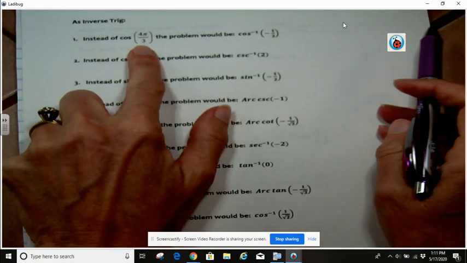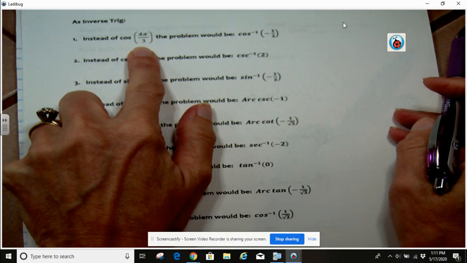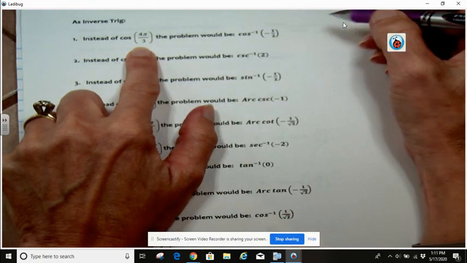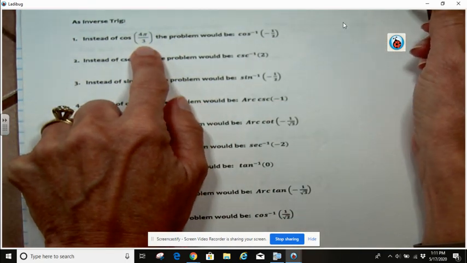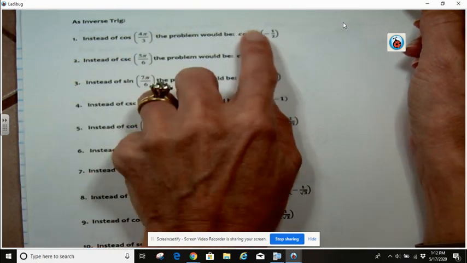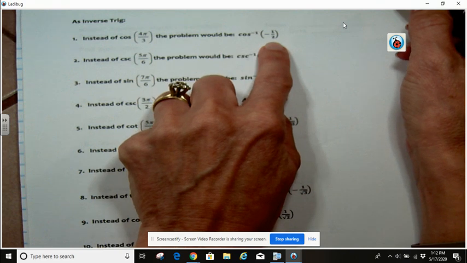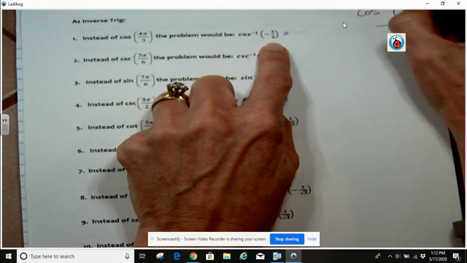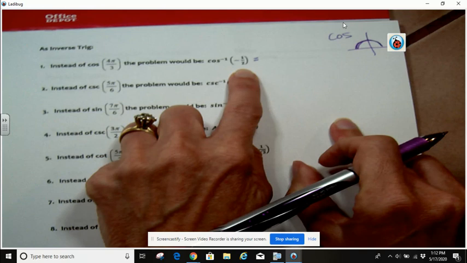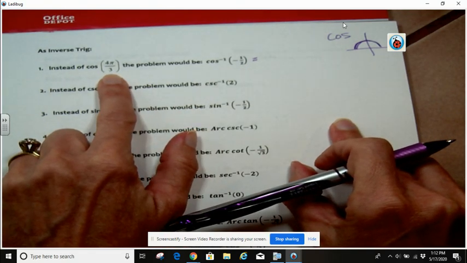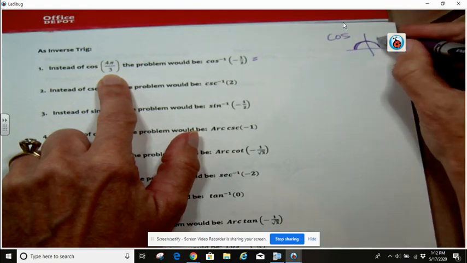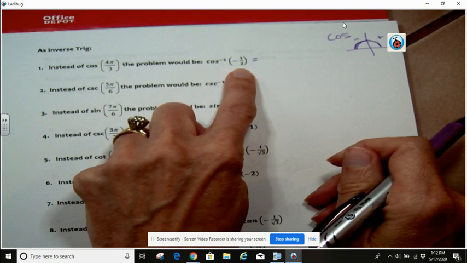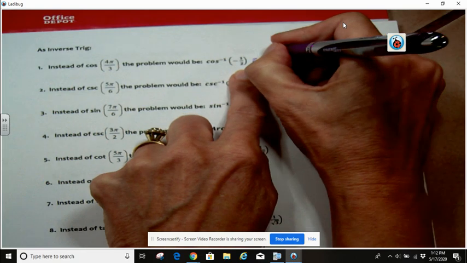Okay, so instead of a special angle problem saying the cosine of 4 pi over 3, first of all, it wouldn't say 4 pi over 3 if it was an inverse problem because we have our restrictions. But the answer to this was -1/2. So the inverse trig problem would say the inverse cosine of -1/2, and we would come up with the angle. So remember, cosine is restricted to the first and the second quadrant. So our answer could not be 4 pi over 3 because that's in the third quadrant, and that's not one of the two quadrants that we would use. So if the cosine value is negative, we want our angle to be in the second quadrant. So instead of 4 pi over 3, we would answer with 2 pi over 3.